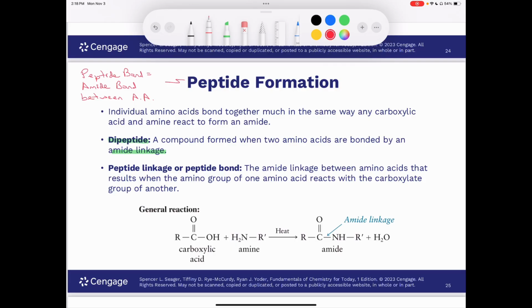So if you have an amide bond between two amino acids, we give it its own name. We call it a peptide bond. So peptide linkage or peptide bond, the amide linkage between amino acids that results when the amino group from one amino acid reacts with the carboxylate group of another. So we saw this before, that if you take a carboxylic acid with an amine and we heat that up, well, we lose water, right? We get a hydrogen and an oxygen from here and one hydrogen from here. We form water with that, but we also form this peptide bond, or amide linkage. And again, when it's between two amino acids, we call it a peptide bond.